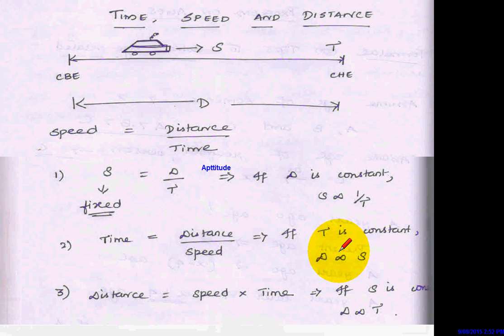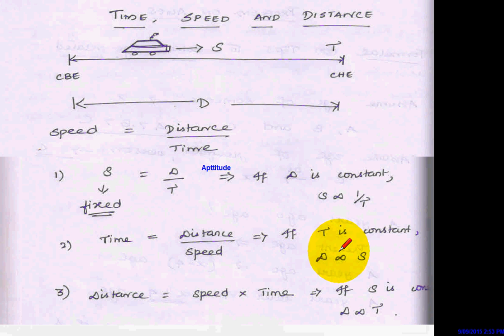So now again the basic relation we have seen earlier. See the relation between these three variables. I have already told you that distance is equal to speed into time. From this formula we can derive three cases.